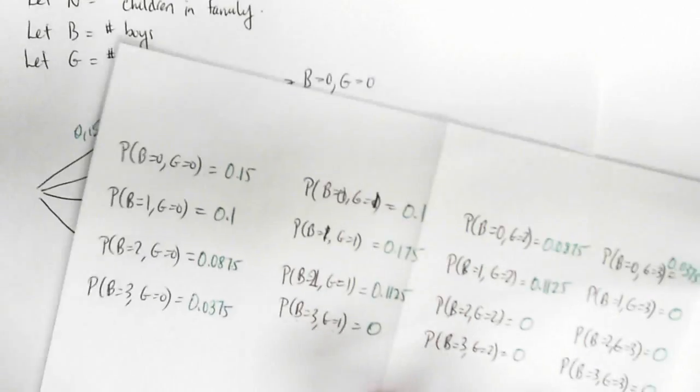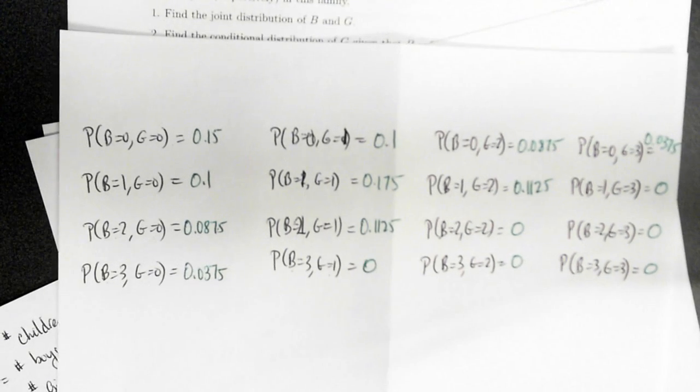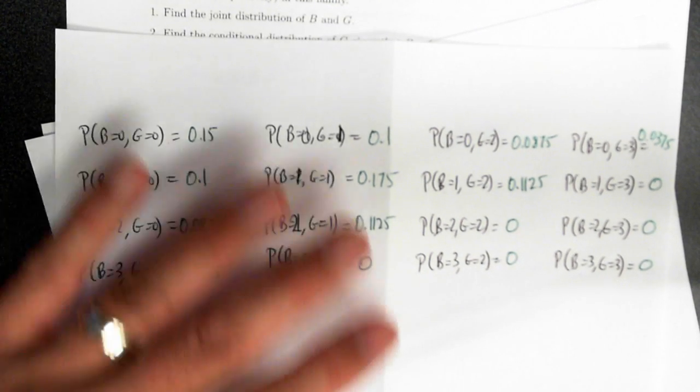And so if we take a look at this whole chart, that is the joint distribution of B and G. This big 4x4 chart.